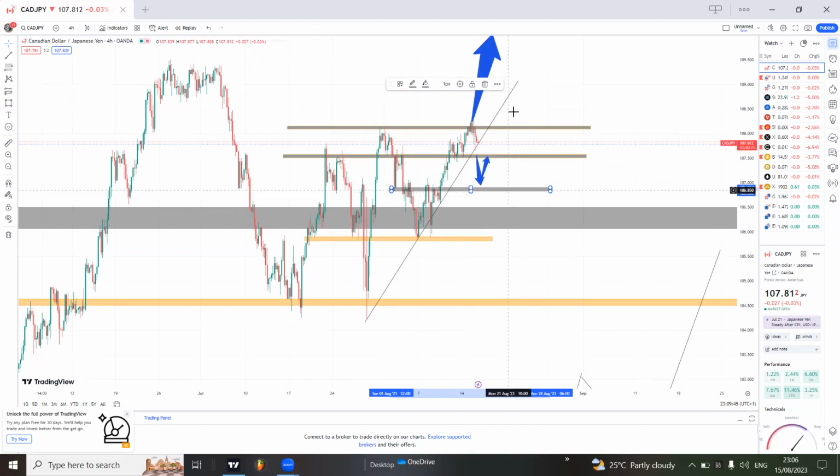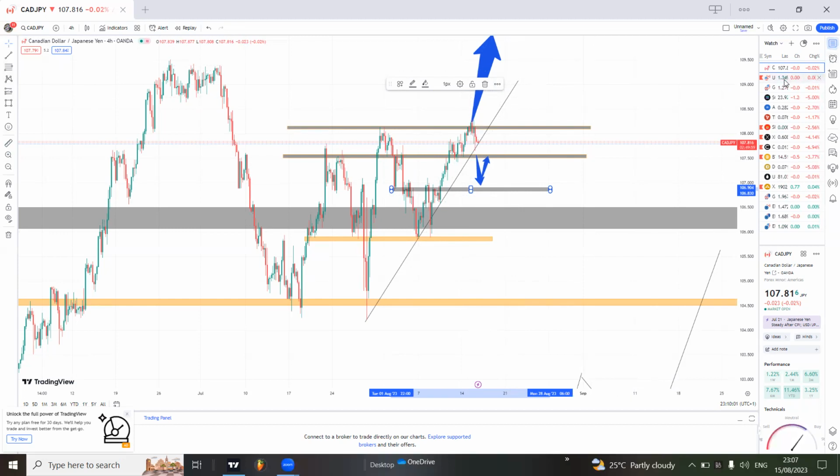So this is my analysis on Cadjpy. I'm waiting for a daily candle breakout from here with a go down, or waiting for a breakout from here with a go down. So I have to sit and watch, maybe tomorrow or the next day, to see what Cadjpy will have to offer for us.